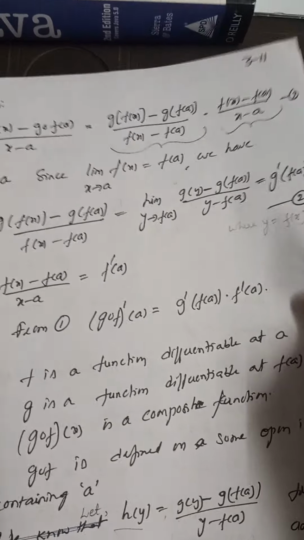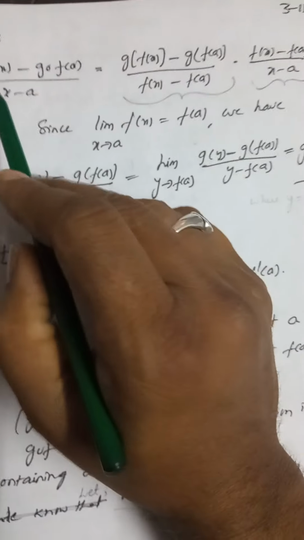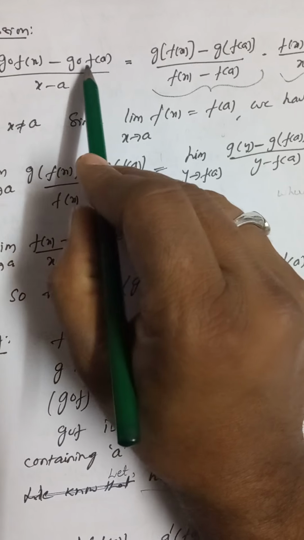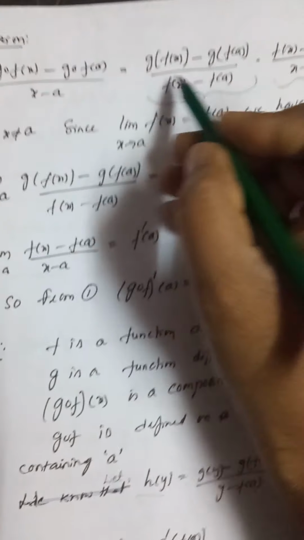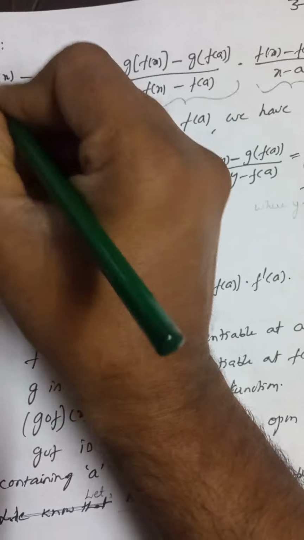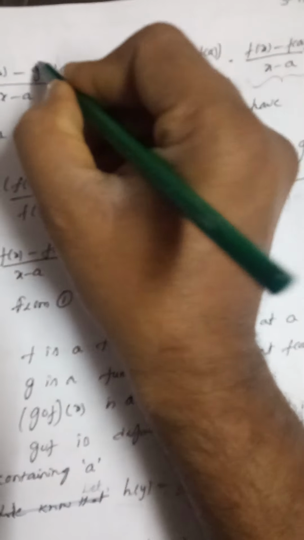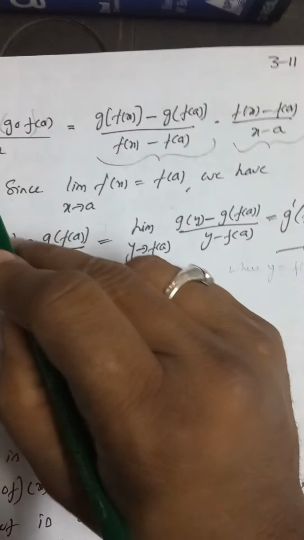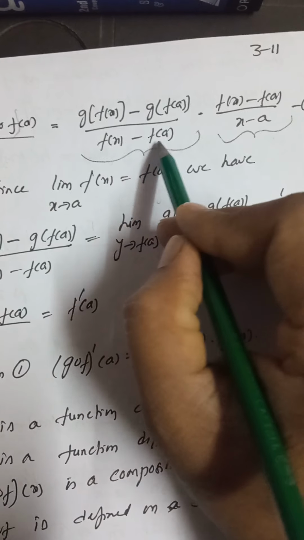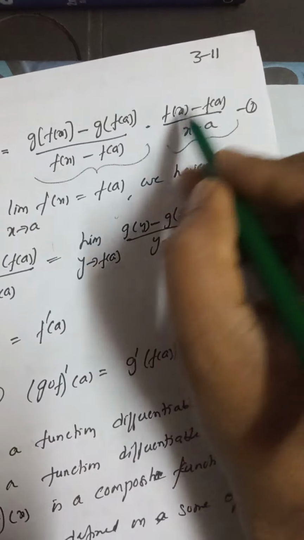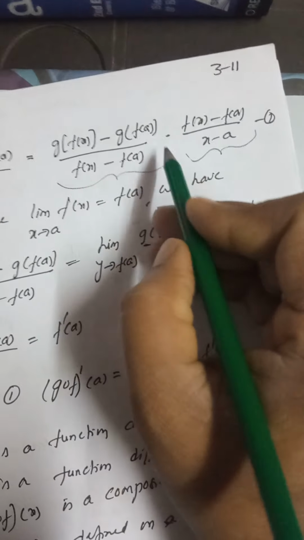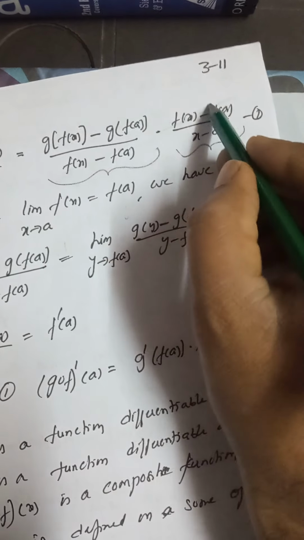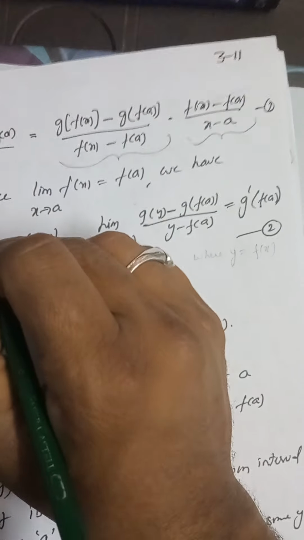Now, before going to prove this theorem, see here, discussion. (g∘f)(x) minus (g∘f)(a) can be written as: g of f of x minus g of f of a by, now here, f of x minus f of a. Here I am multiplying and dividing by f of x minus f of a. Now these two get cancelled. See, this one and this one get cancelled. Again you are getting x minus a.